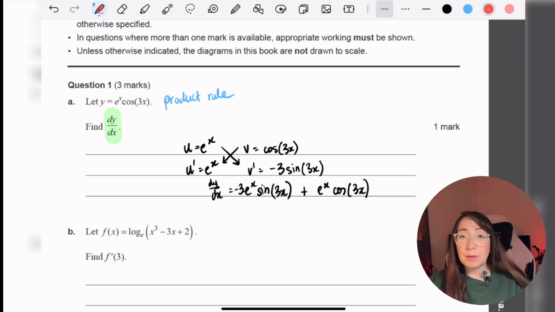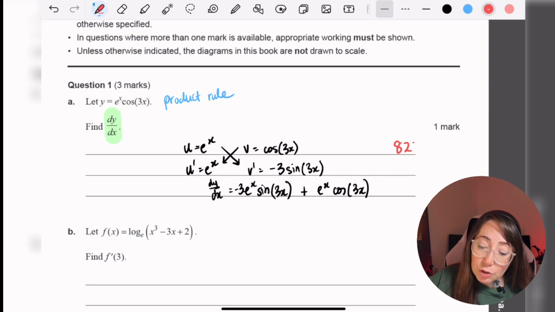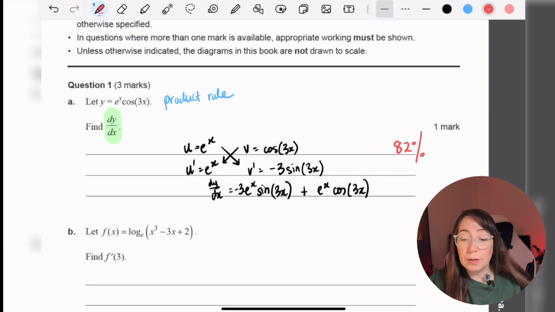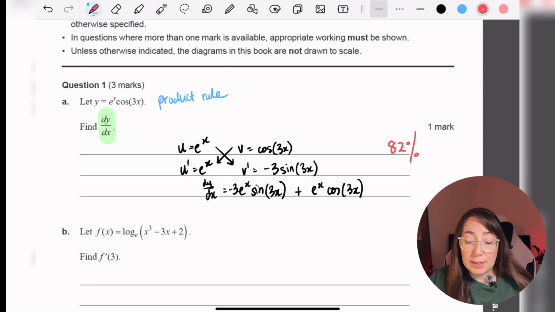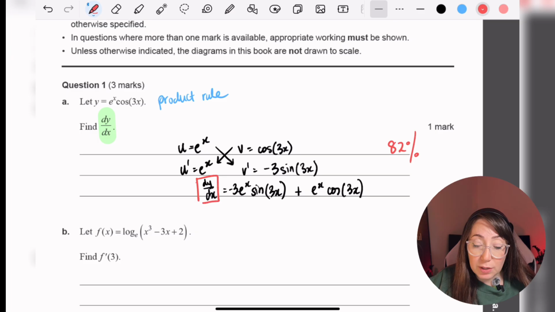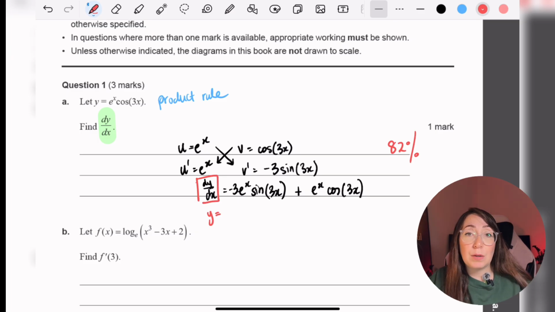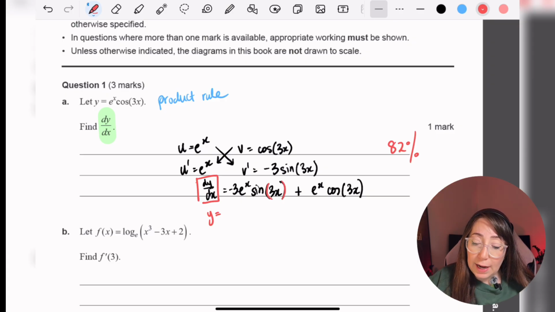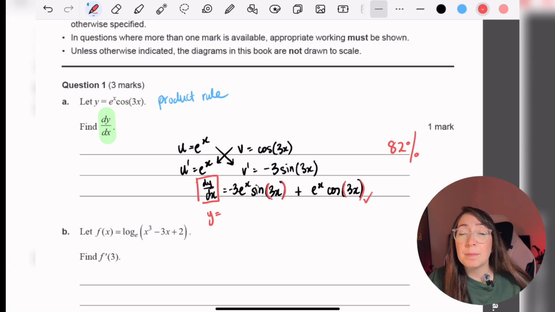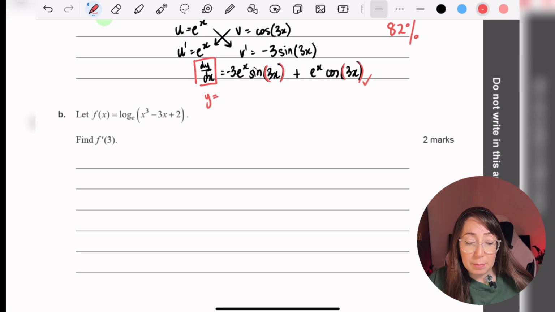Now in terms of the examiner report, 82% of students have gotten this question correct. The key thing that they noted is that students lost marks because they wrote y equals instead of dy by dx equals. So it's really important to pay attention to that notation. Also, in terms of the brackets, you don't have to include them, so they still gave the mark as long as it was really obvious that the 3x belonged to the sine and the cos. So that's pretty much it for the first part. Let's move on to the second part, part B.